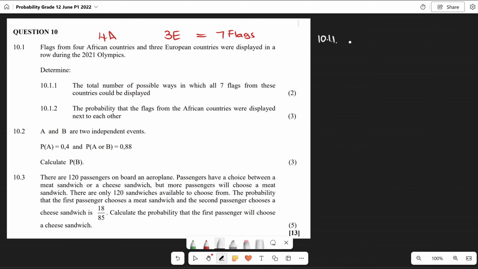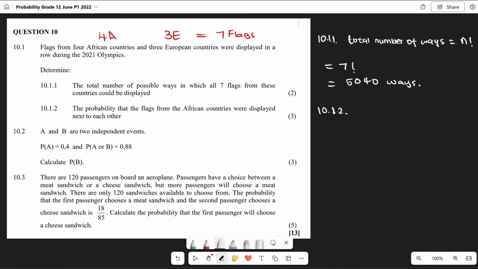So our total number of ways is equal to n factorial. What is our n? We said we have a total of 7 flags, so that is 7 factorial, which is equal to 5040 ways.